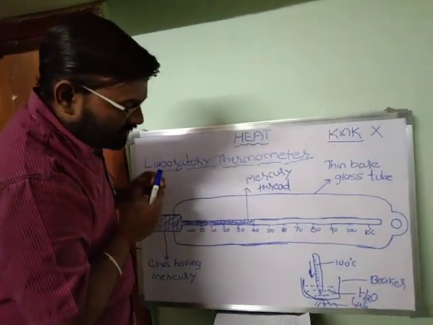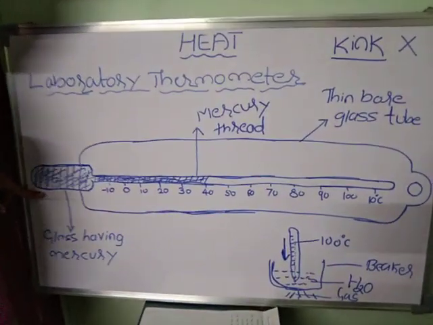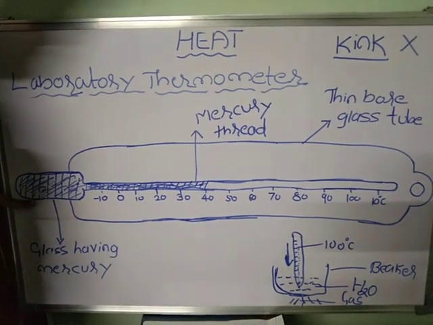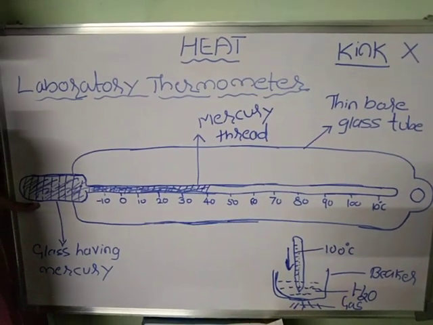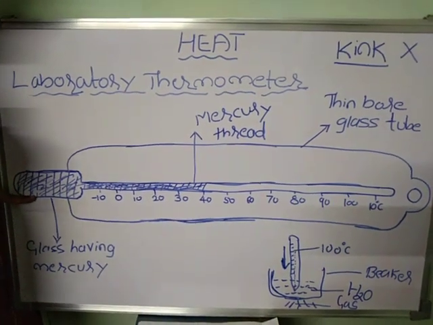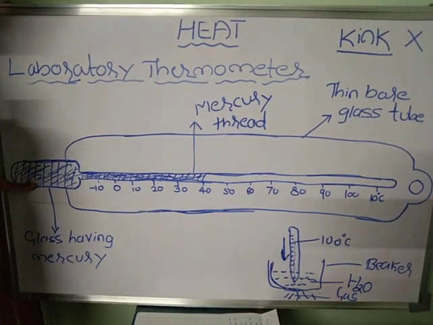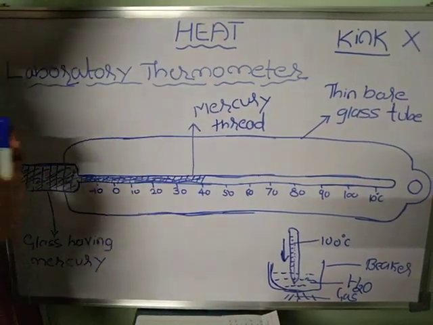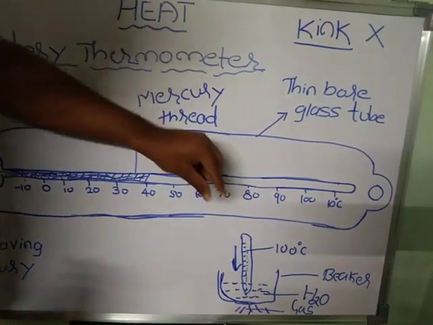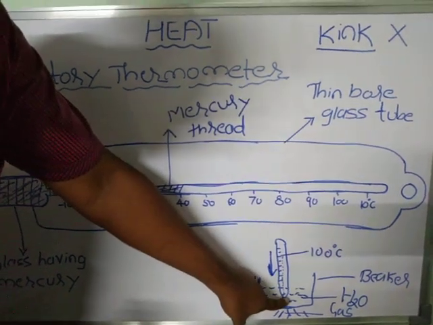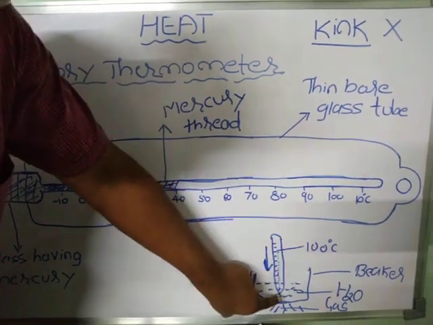Second point, the thermometer bulb. See, this is the thermometer bulb. It should be surrounded from all the sides by the substance whose temperature is to be measured. I repeat, the thermometer bulb should be surrounded from all the sides by the substance whose temperature is to be measured. For example, you want to measure the boiling point of water. That time the bulb, the lowermost part of the thermometer, should be dipped completely in the liquid.